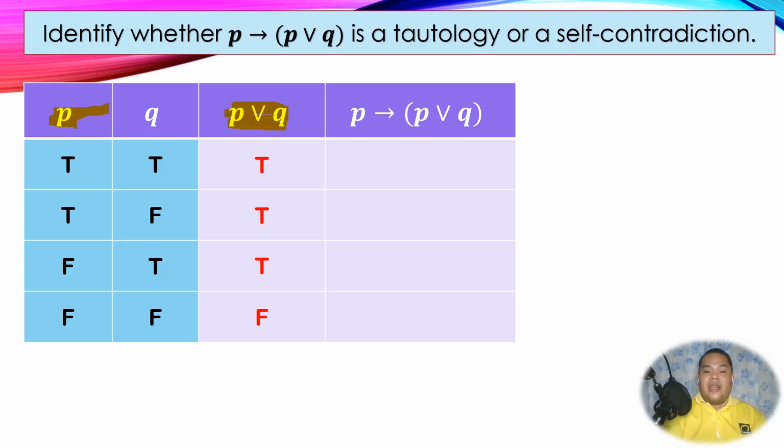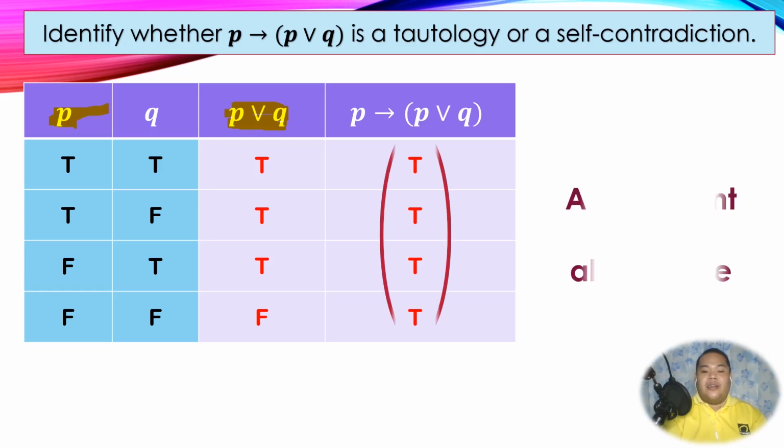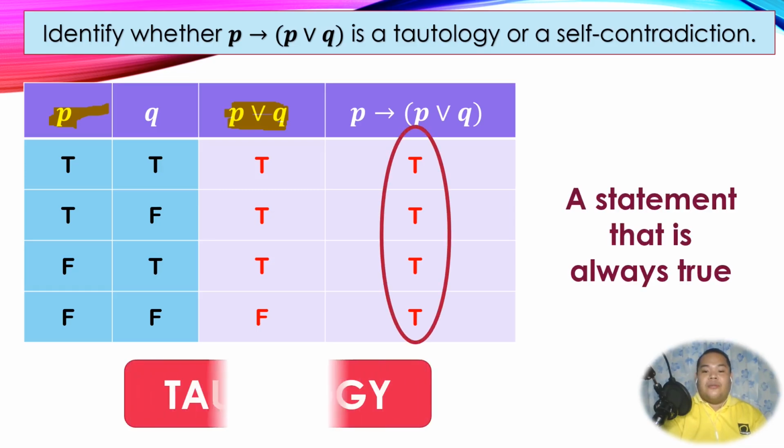Remember, it is an implication. The only way to make it false is to start with true and end with false. True implies true is true. False implies true is true. False implies false is true. All of the answers are true. Therefore, it is a tautology.